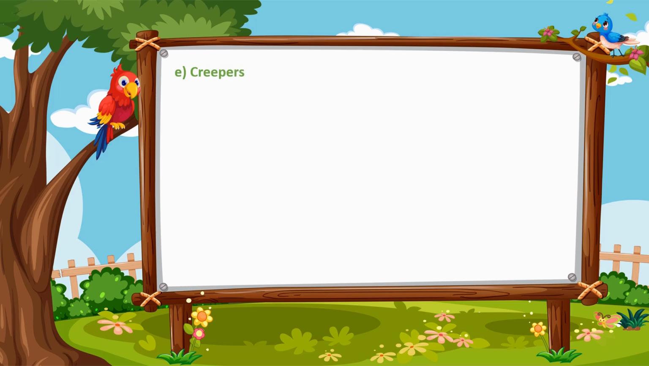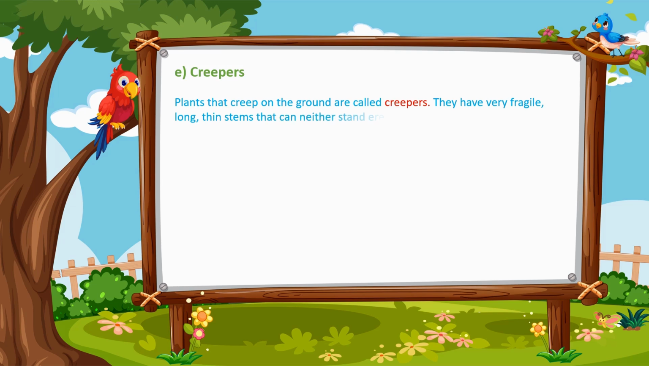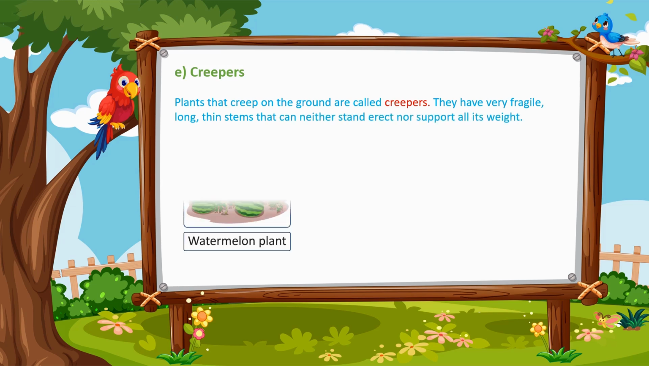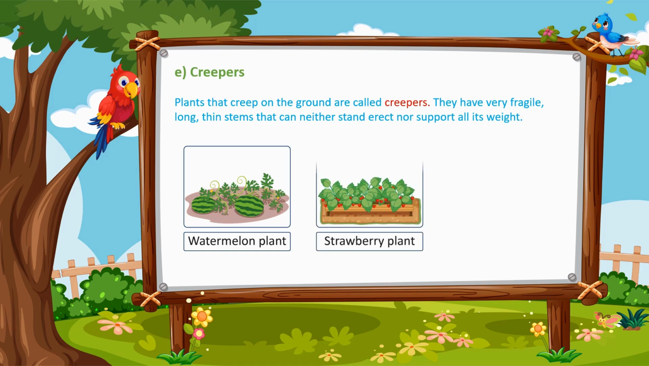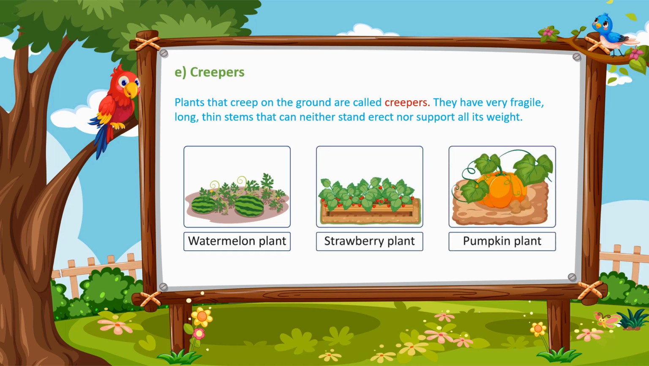E. Creepers. Plants that creep on the ground are called creepers. They have very fragile, long, thin stems that can neither stand erect nor support all its weight. Watermelon plant, strawberry plant, pumpkin plant.